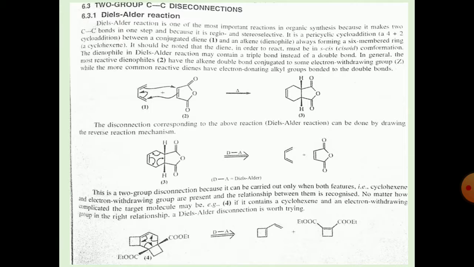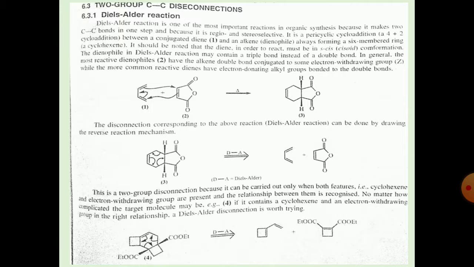This two-group disconnection can be carried out only when both features, that is the cyclohexene and the electron withdrawing group, are present, and the relationship between them is recognized, no matter how complicated. So the target molecule may, for example, contain the cyclohexene and electron withdrawing group in the right relationship, and the Diels-Alder disconnection is a retro-Diels-Alder. The second is a retrosynthetic analysis, the reverse of the Diels-Alder reaction, also called the retro Diels-Alder reaction.